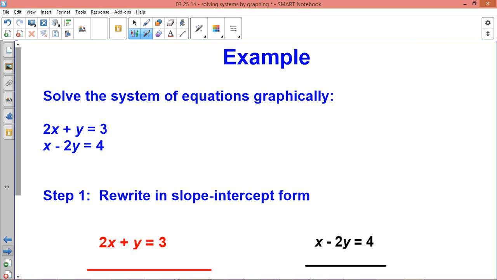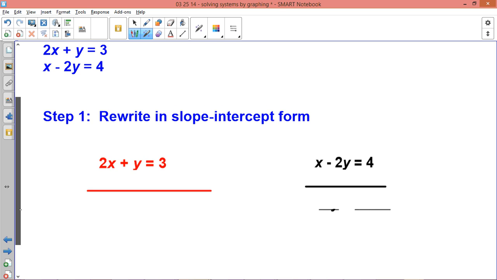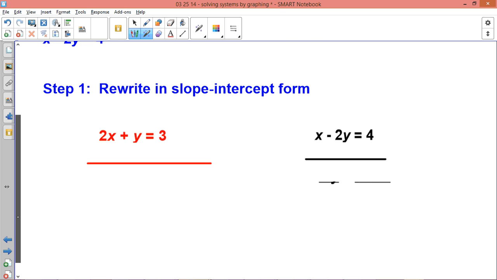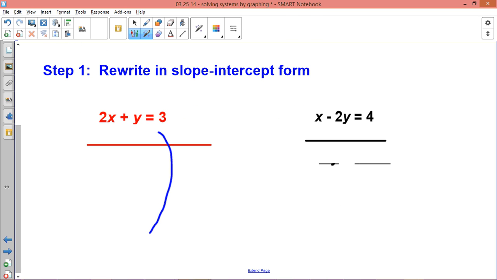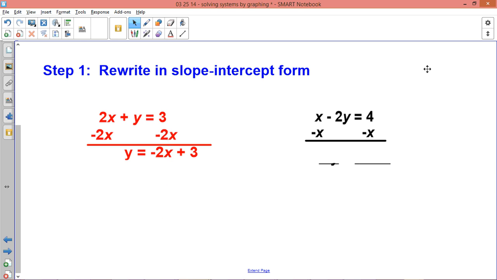Let's do another example together real quick. Solve the system of equations graphically. 2x plus y equals 3, x minus 2y equals 4. Once again, I want to rewrite into slope-intercept form. So I subtract 2x from both sides, and I get y equals negative 2x plus 3. On the next one, I need, once again, to solve for slope-intercept form. So I subtract x from both sides. I get that negative 2y equals negative x plus 4.